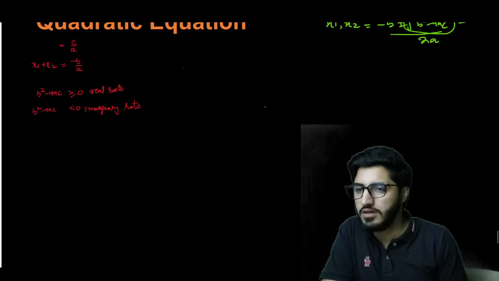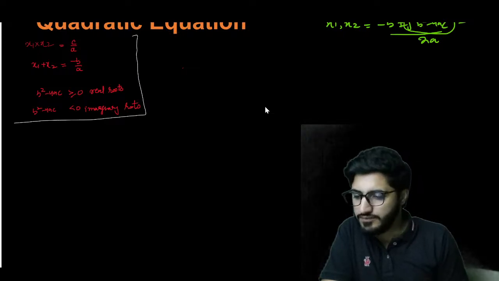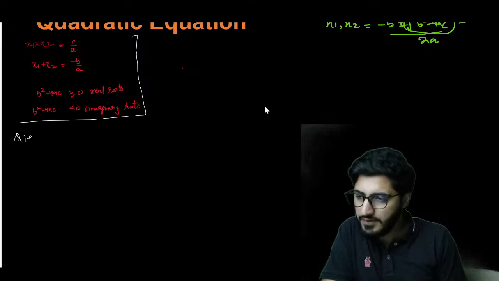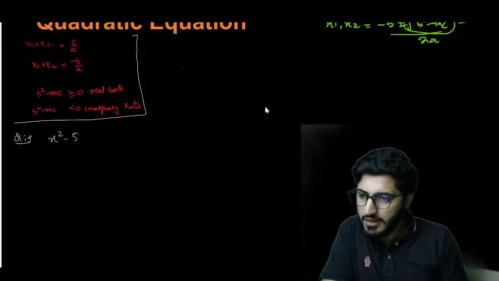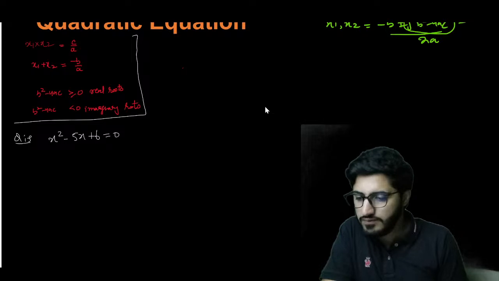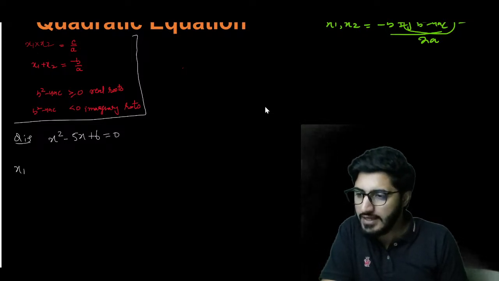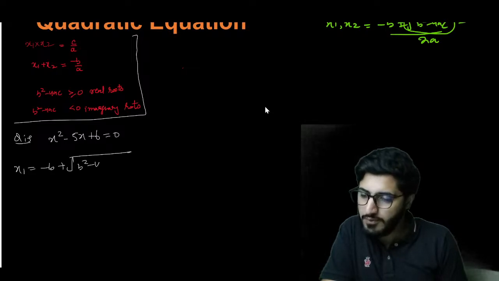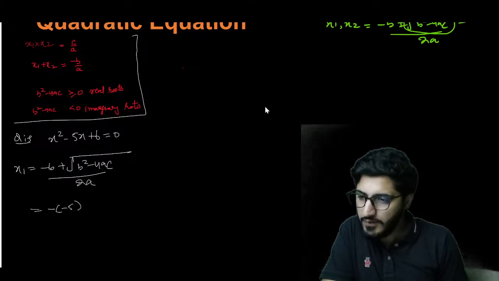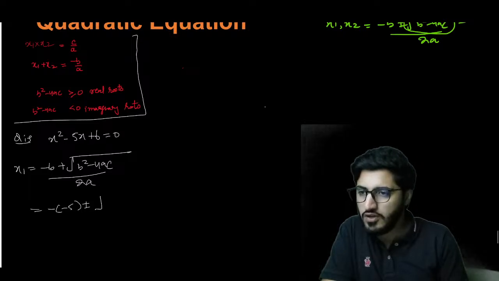One minute. This is x1 into x2. Look now, if I am having a question like this, x square minus 5x plus 6 equals to 0, and we have to find out the roots of it. How we can do it now? First one, I think x1 would be equals to minus b plus under root of b square minus 4ac divided by 2a. So minus b is minus (-5), plus minus, but it's only plus na.